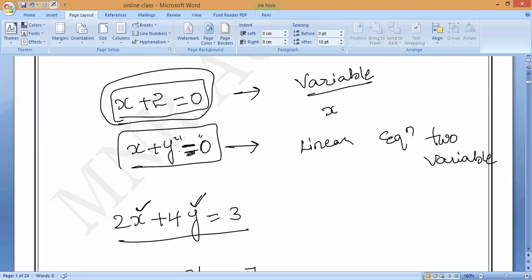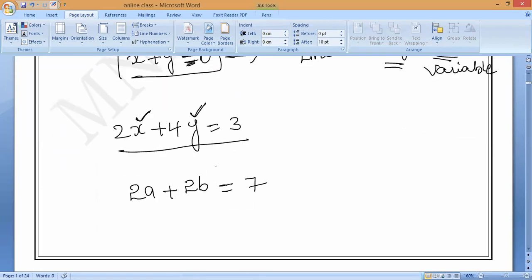It is not only x and y. You can take any letters, a to z, but the highest power should be 1. That is what we call linear equations with two variables. Here madam has written an equation: 2x plus 4y equals 3. This is equation 1.